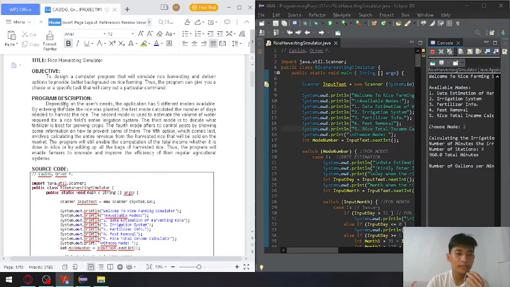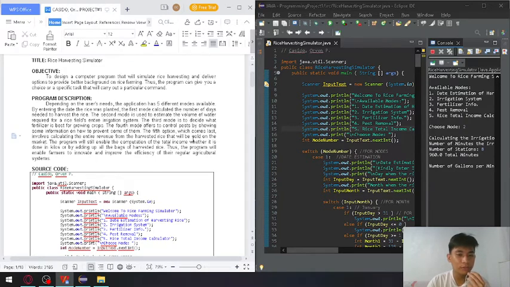Program description. Depending on the user's needs, the application has 5 different modes available. By entering the date the rice was planted, the first mode calculates the number of days needed to harvest the rice. The second mode is used to estimate the volume of water required for a rice field's entire irrigation system. The third mode is to decide whether the fertilizer is best for growing crops. The fourth mode offers to control pests by showing some information on how to prevent some of them.